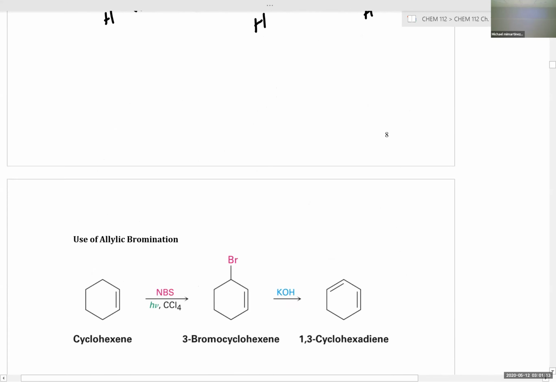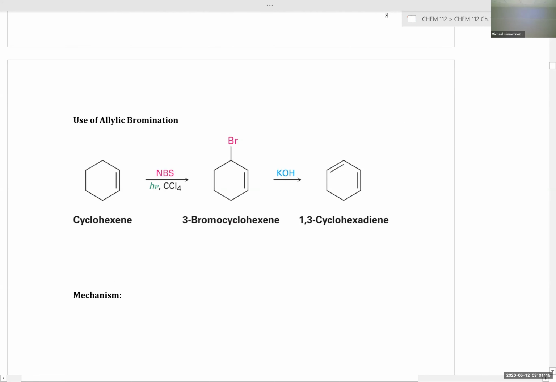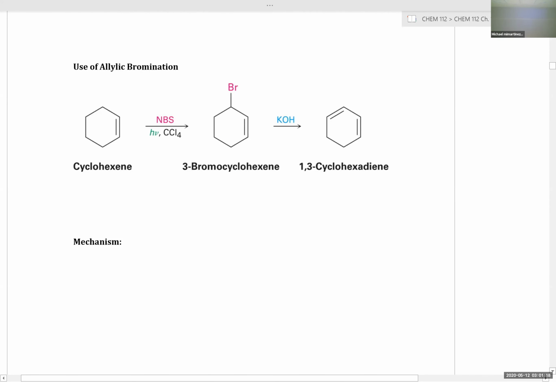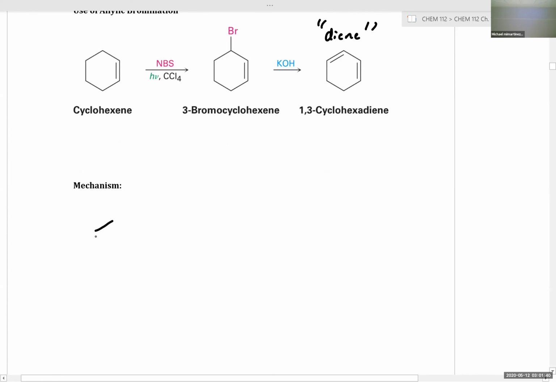Okay, so let's talk a little bit about uses for allylic bromination. So in a two-step sequence, we can brominate the allylic position and then eliminate it to generate a diene functionality. You'll need this a little bit later in Chem 113 when you want to do a Diels-Alder reaction or a pericyclic reaction. So mechanistically, just like before, we have our two allylic positions. This time the allylic positions are identical.